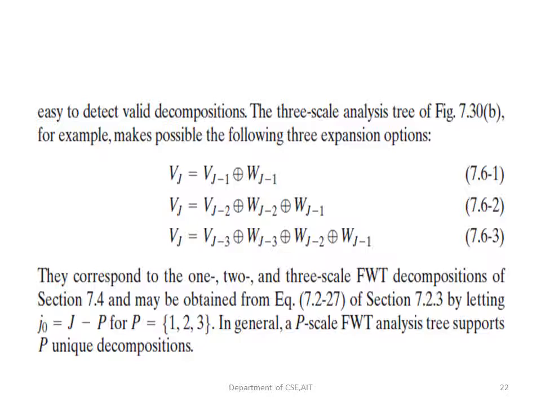They correspond to the 1, 2 and 3 scale fast wavelet transform decompositions, and they can be obtained very easily by letting j naught be equal to j minus p, where p is equal to 1, 2 or 3. So in general, the p-scale fast wavelet transform analysis tree supports p unique decompositions.